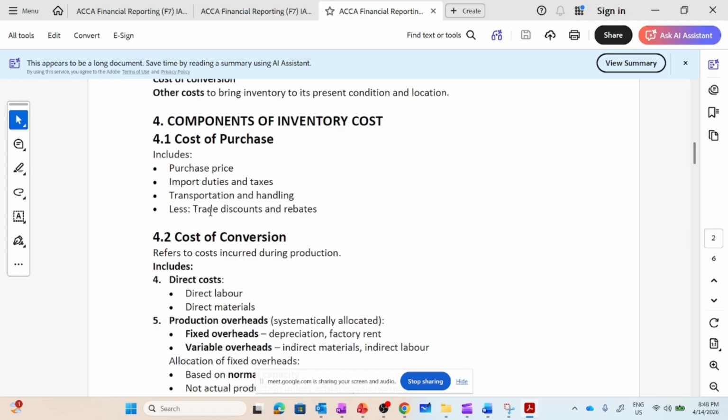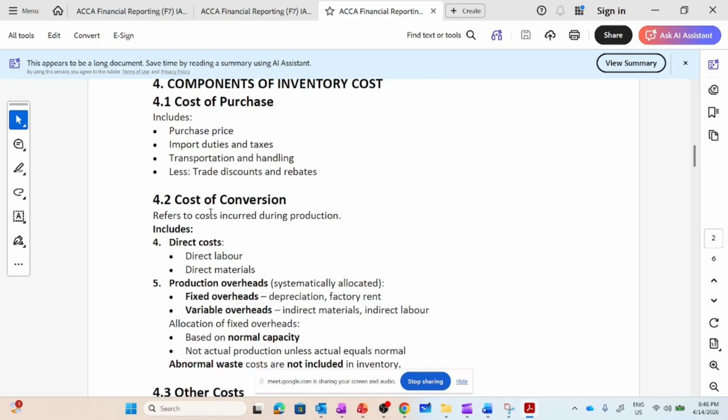Then if there is a trade discount, we are not going to consider the trade discount. It's a deduction. We are going to less it off from it because if the company made use of the trade discount from the supplier, then it's a benefit for the company. It will reduce our production costs. So you need to know this component. It is tested in the examination.